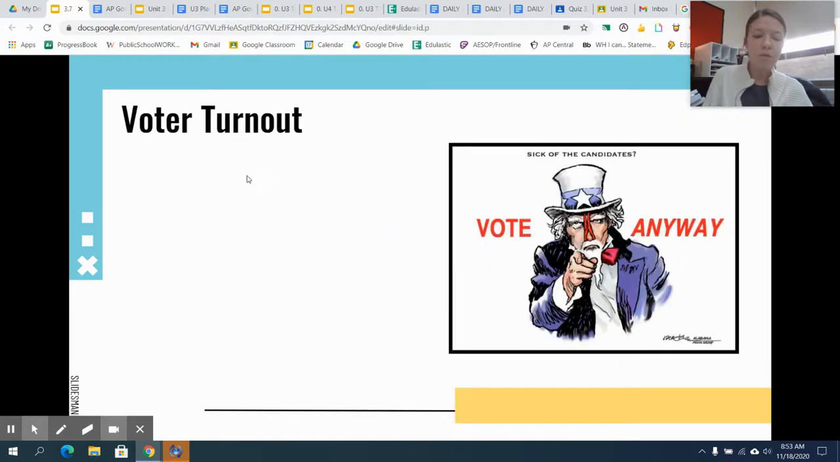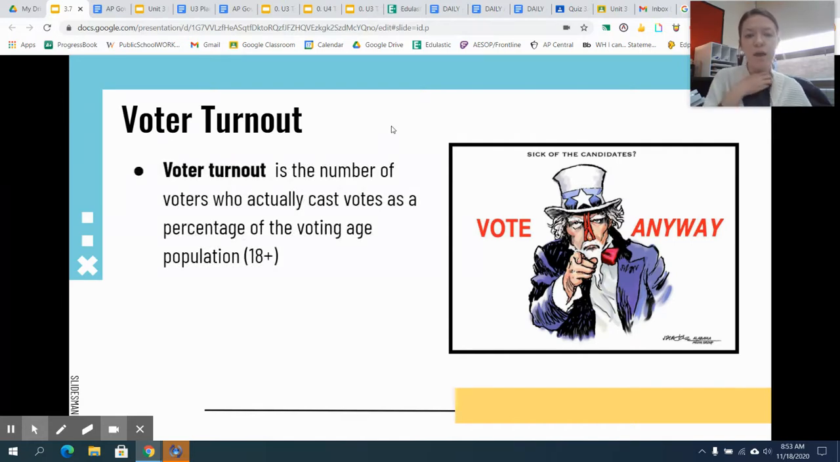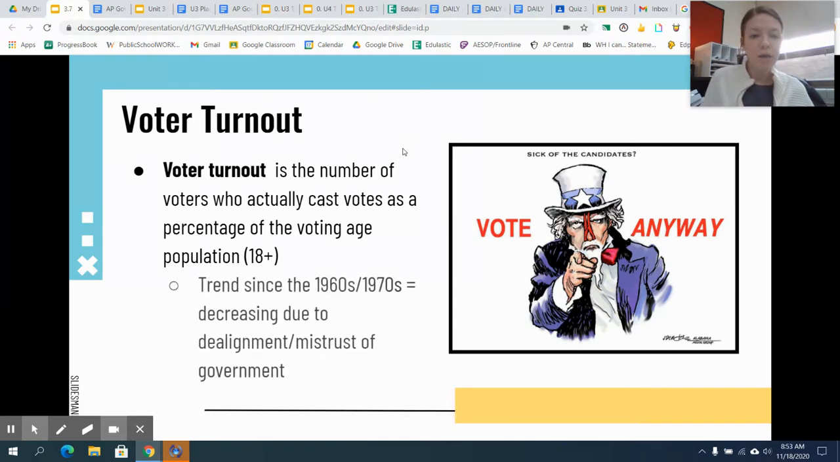All right, our final topic for this video is voter turnout. Voter turnout is the number of voters who actually cast votes as a percentage of the voting age population, which is 18 and up. So how many people are eligible to vote? How many actually come out and vote? And that's how we get our voter turnout rate.